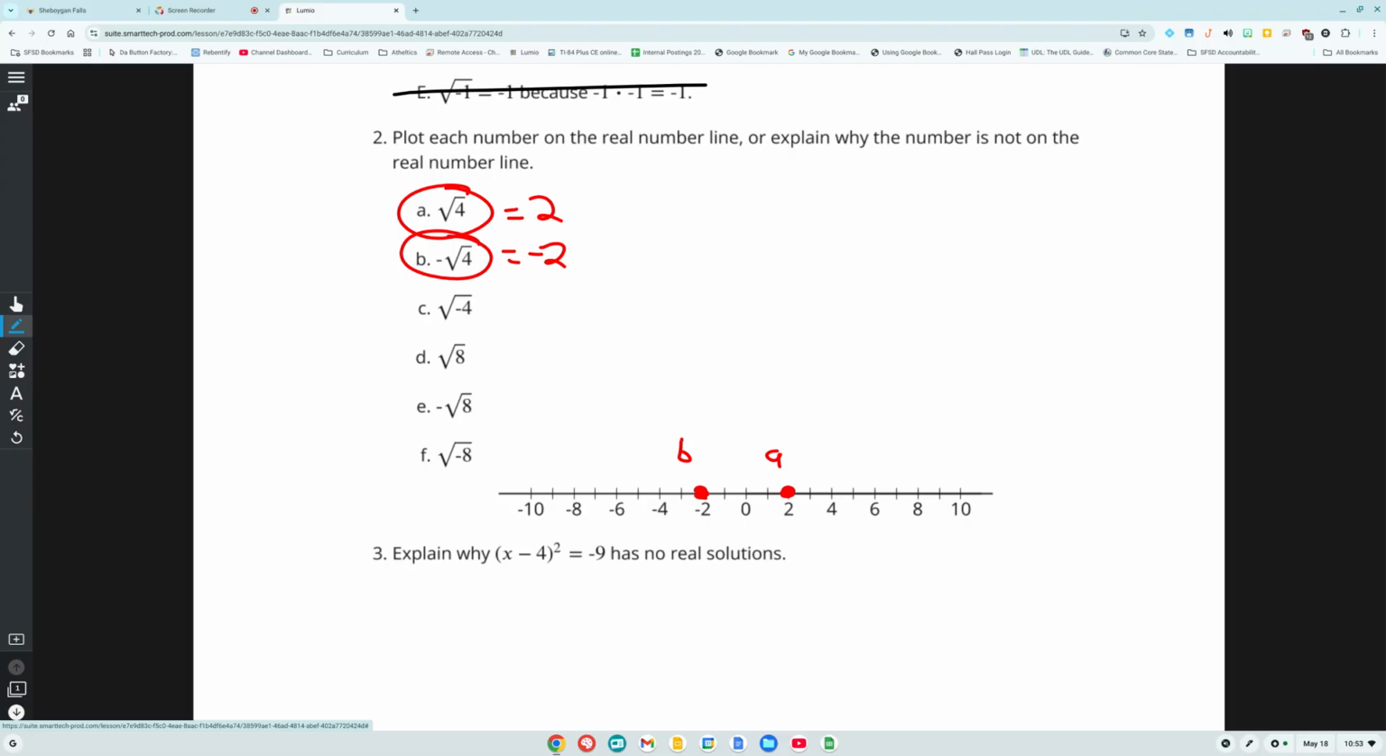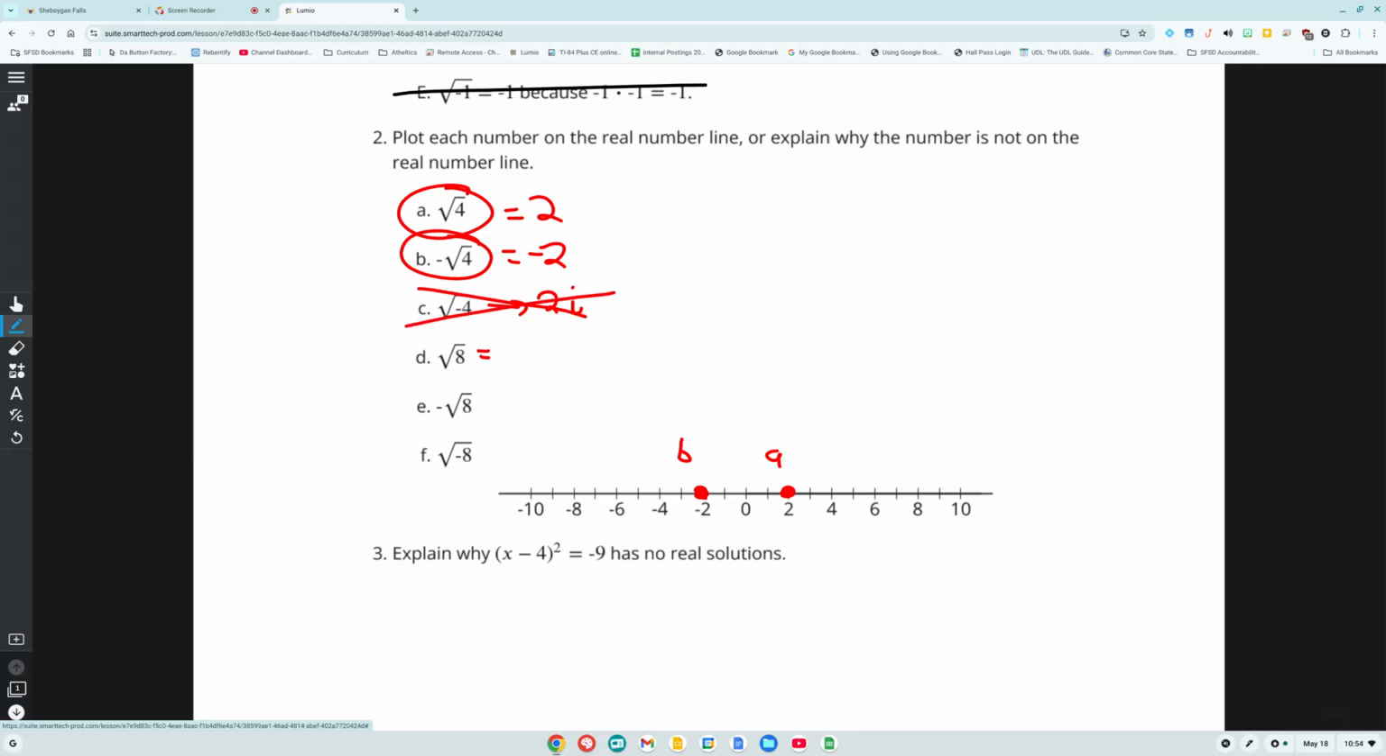C, I cannot do anything with this. Very shortly, we're going to learn how to simplify this. This is actually going to simplify into 2i. This is not on our imaginary number line, or our real number line. We have to be producing an imaginary number line. I cannot plot that.